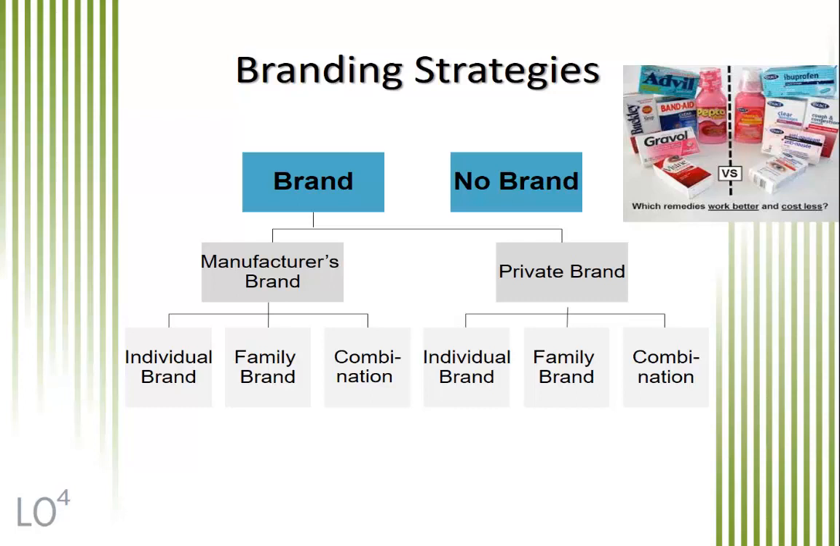If a brand is used, the choice is made between a manufacturer's brand, a private brand, or both. With either a manufacturer's brand or a private brand, a decision is made among individual brands, which is a different brand for different products, family brand, common names for different products, or a combination of individual branding and family branding.